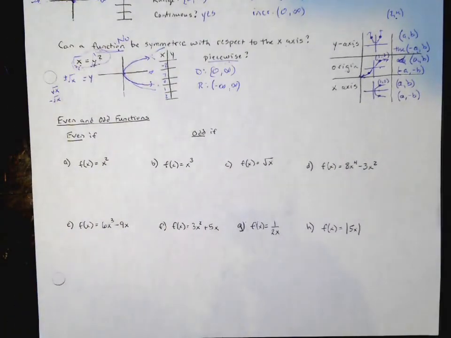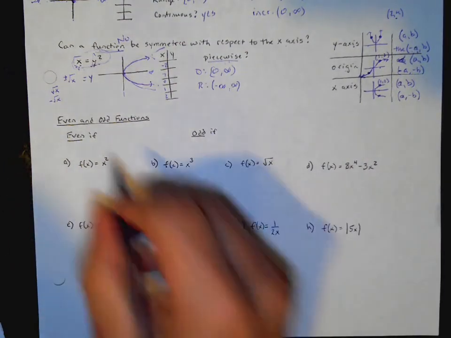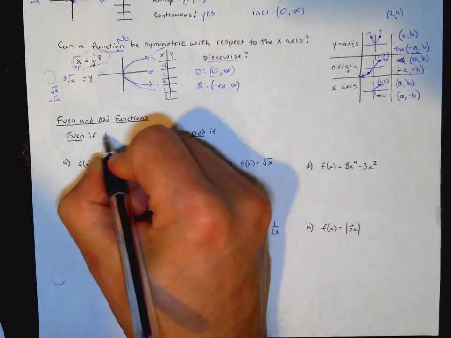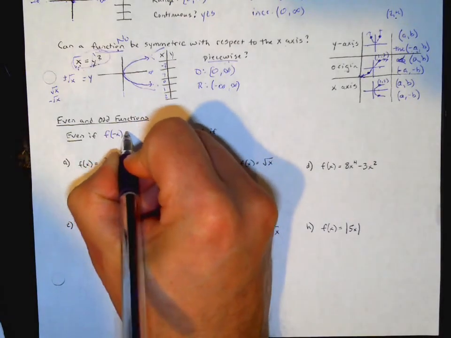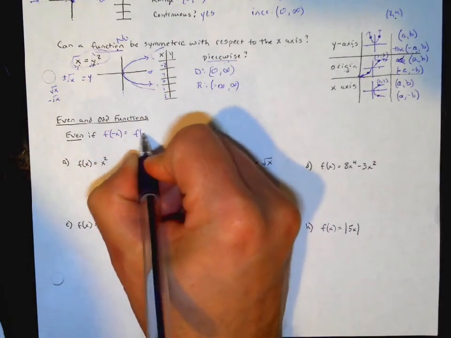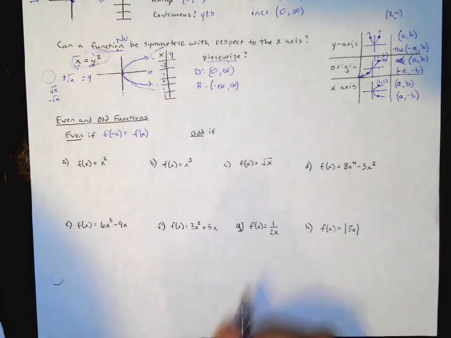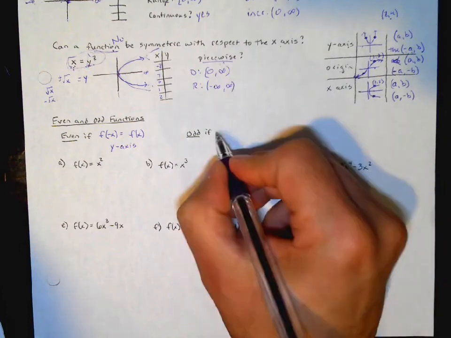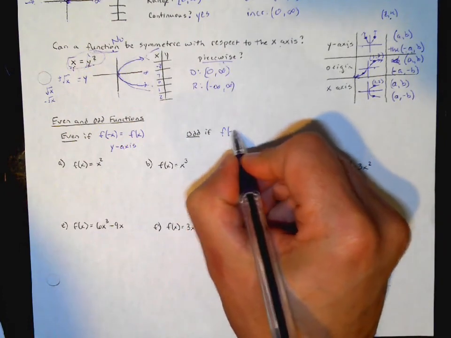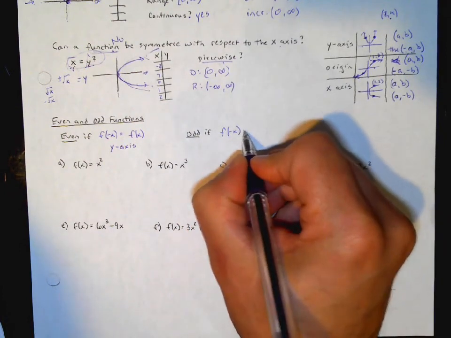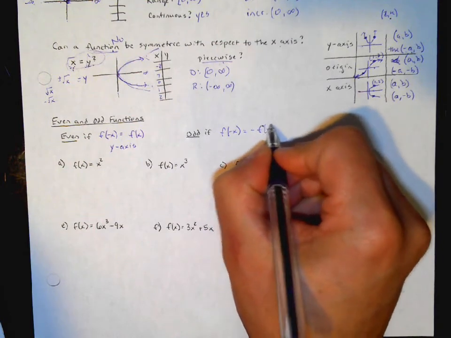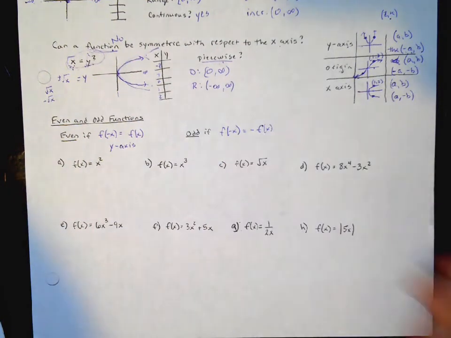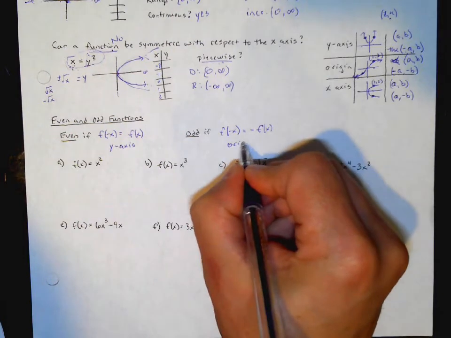Okay, last section here. We want to decide if these are odd or even. We had said earlier, if it's even, if I plug negative x into the function, it should equal the same function back, f of negative x equals f of x. That's a y-axis symmetry. And it's odd if I plug the negative x in, and it equals the negative of the original function. That was the reflected across the origin.